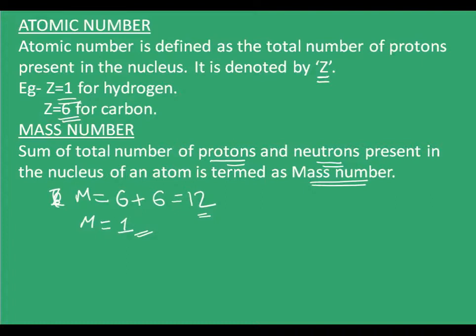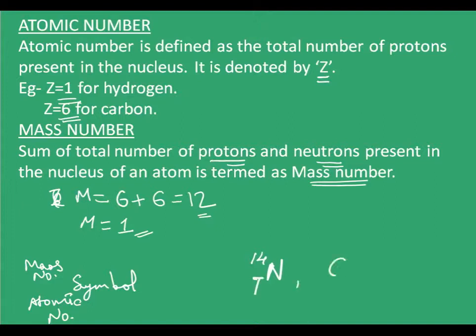Now, how is an element represented? An element is represented by writing its symbol, and on top we write the mass number, and at the bottom we write the atomic number. For example, if I want to denote nitrogen, we write first the symbol N. The mass number of nitrogen is 14, we will write 14, and the atomic number is 7, we will write 7. Similarly, for carbon, the mass number is 12 and the atomic number is 6. For hydrogen, the mass number is 1 and the atomic number is also 1.